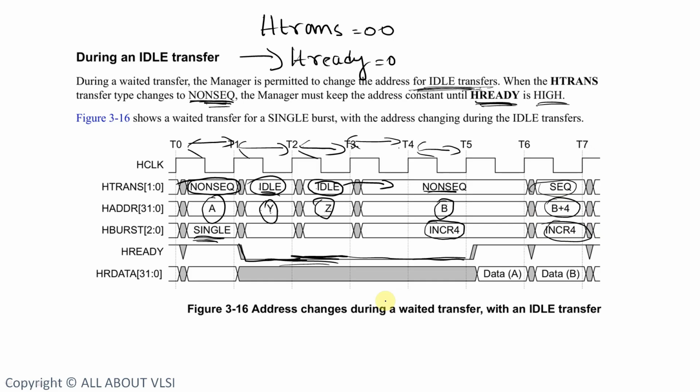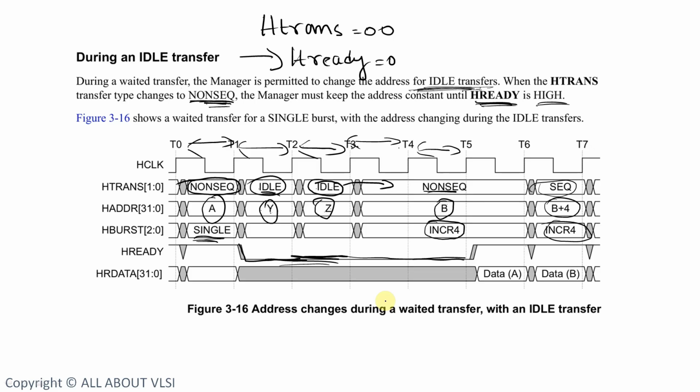What is the first point? Whenever your HREADY is equal to 0 and your transfer type is idle transfer, then the master is allowed to change the addresses. Whenever your HREADY is equal to 0 and transfer type is idle, the master is allowed to change the addresses. What is the second point?